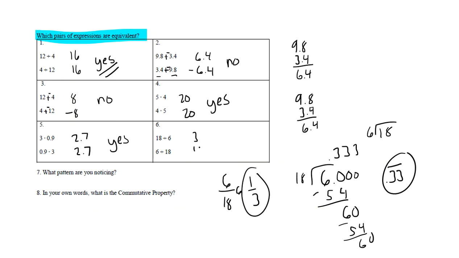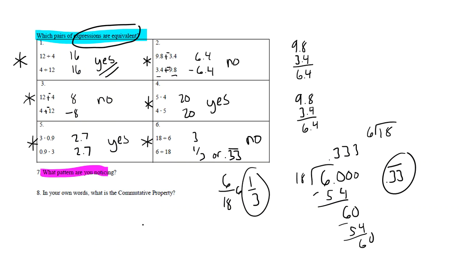Okay, but 3 and 1/3, or 3 and 0.33 repeating, are not equivalent. Okay, so when this says what pattern are you noticing? The pattern is that if you change the order of adding or multiplying, the expressions are equivalent. But if you change the order when you are subtracting or dividing, the expressions are not equivalent.